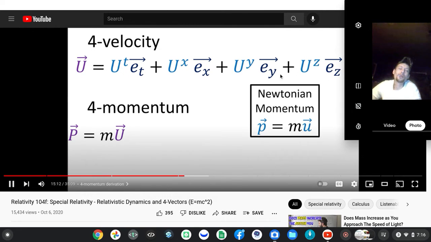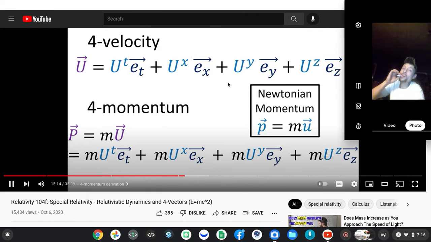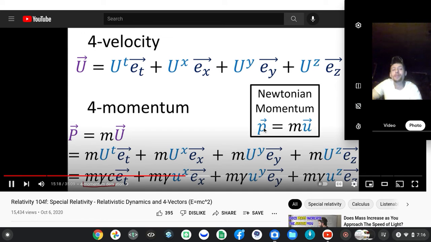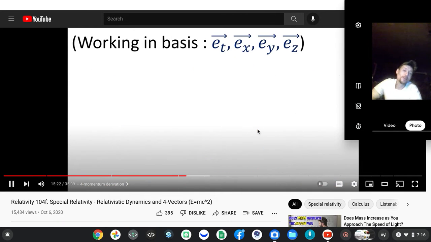If we expand the four-velocity u, we can see the four-momentum P written in a basis with components.